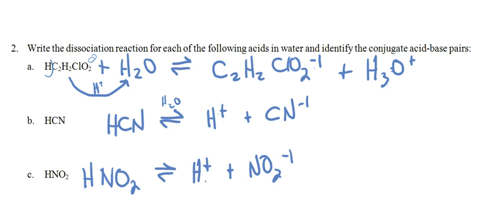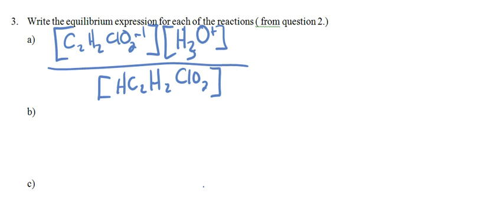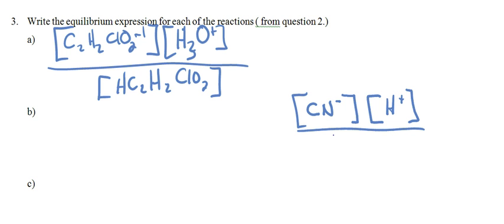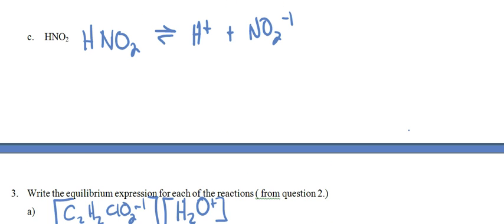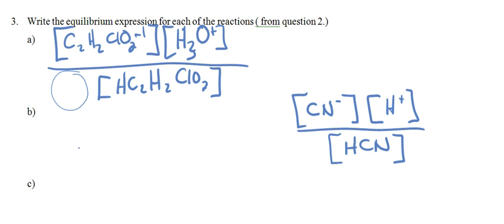Okay. And then B was the cyanic acid. So I'll do it over here. So we have CN -1 and hydrogen ions. And again, if you want to write your hydrogen ions first, nothing wrong with that. Also, notice no water. I did not place water in here because you don't put water in the expression. Pure liquids and pure solids never go in there. All right, and then HCN. And then C was HNO2. So NO2 and the hydrogen. Okay.